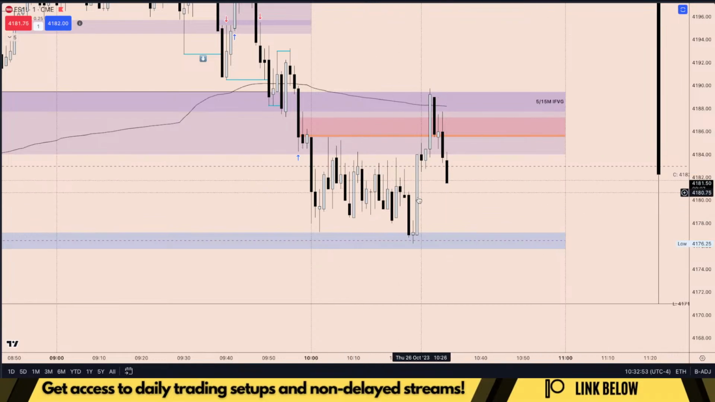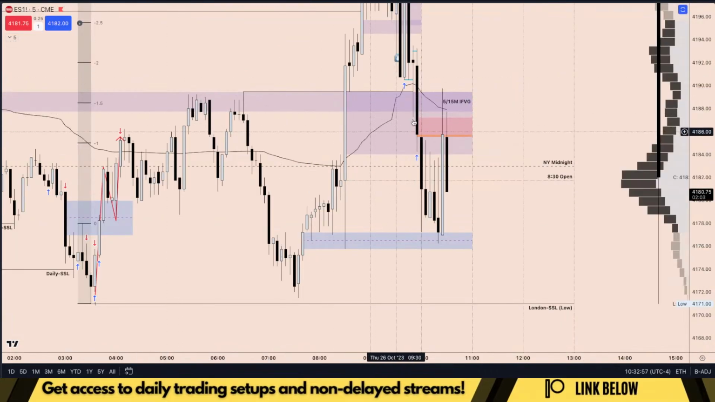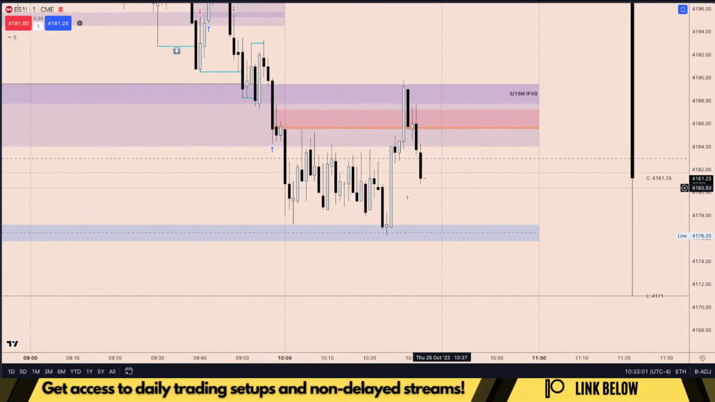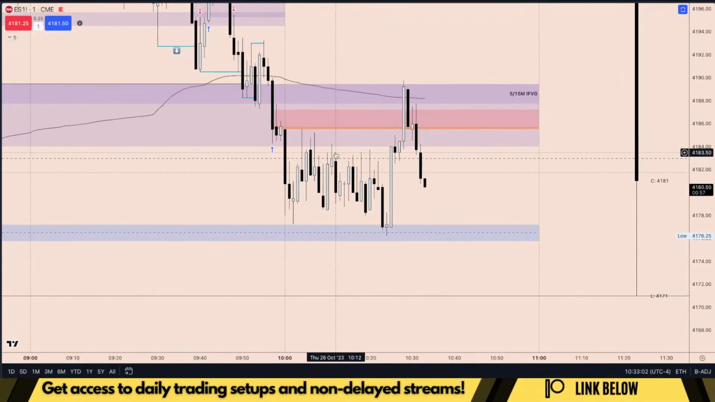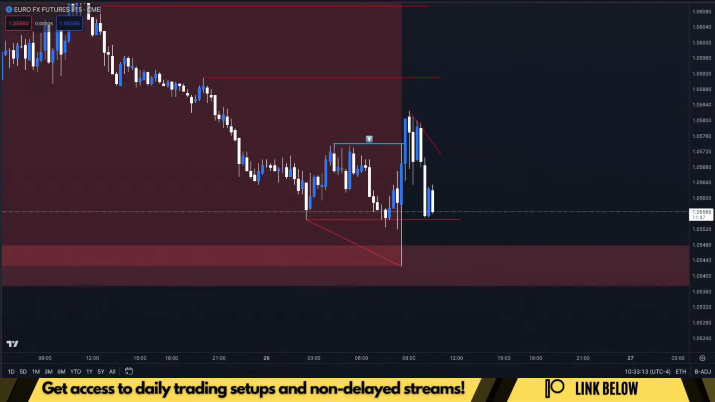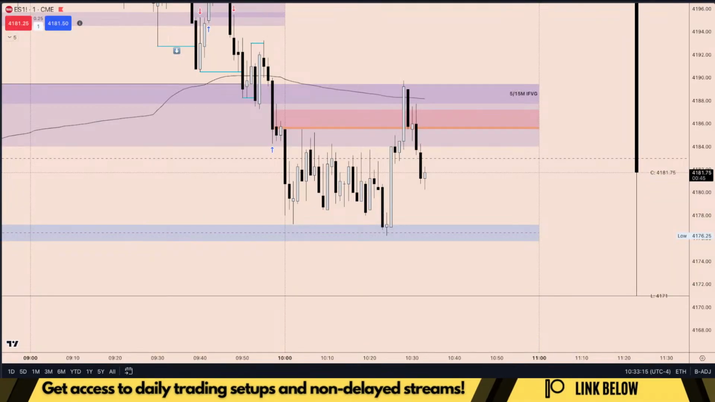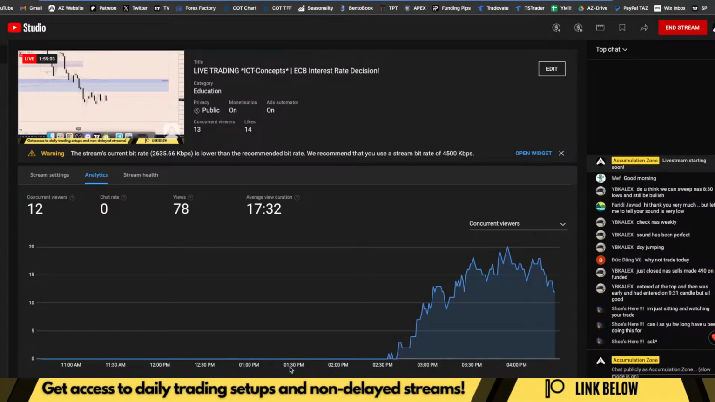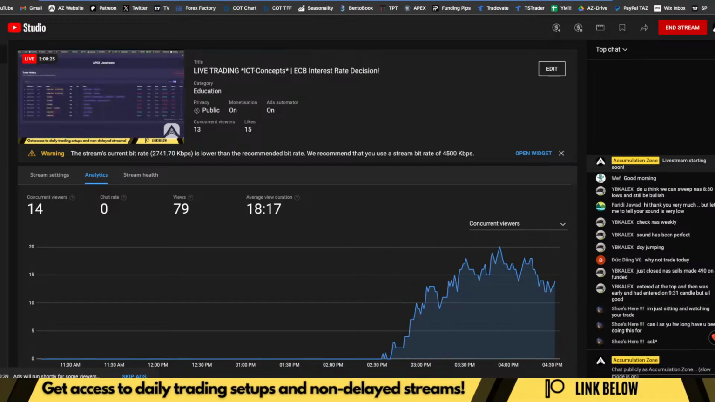Now we're back inside our bullish fair value gap right here on the 1 minute. On the 5-minute, we nicely rejected from all those areas. 1-minute time frame, damage has likely been done. We will see though. DXY back above. Nope, no new questions on YouTube.